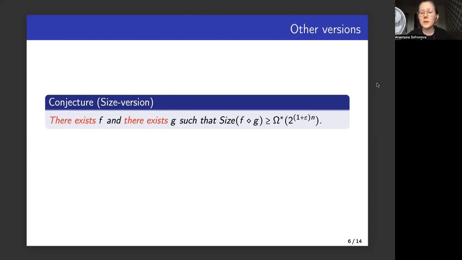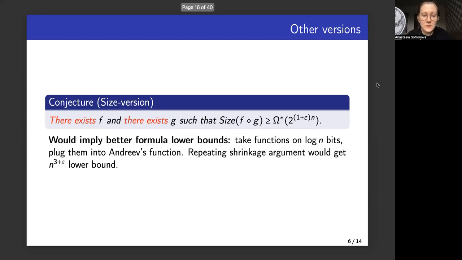In fact, we can take a look at the size version of this conjecture. Let's say that there exists a function f and there exists a function g, such that the size of their composition, again defined in any reasonable way, is large enough. Now here we have existential quantifiers for both f and g, which means that we cannot iterate this statement really, but still some better formula lower bounds would follow from that as well.